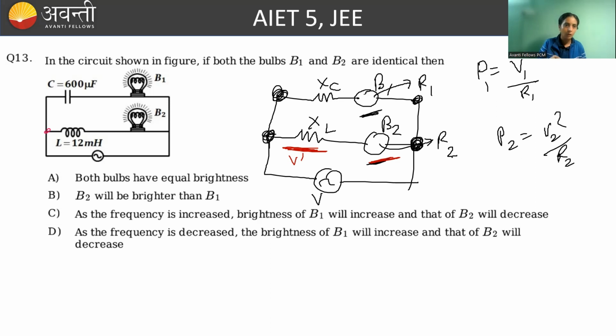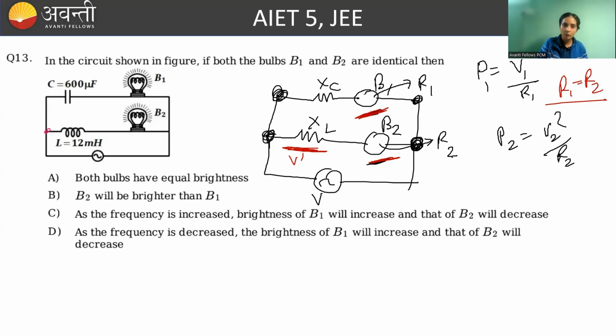The more it will glow. Now, both bulbs have equal brightness. We can't say this, right? B2 will be brighter than B1. Again, we can't say that without knowing the resistance of B1, B2, and what amount of potential is dropping across these two. Both bulbs are identical, so R1 and R2 are equal. Though we know R1 is equal to R2.